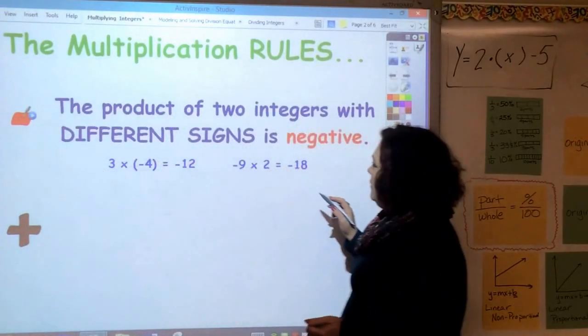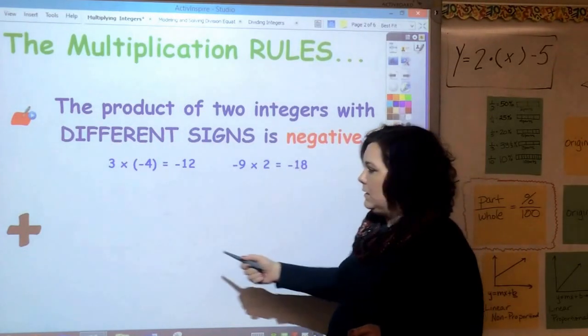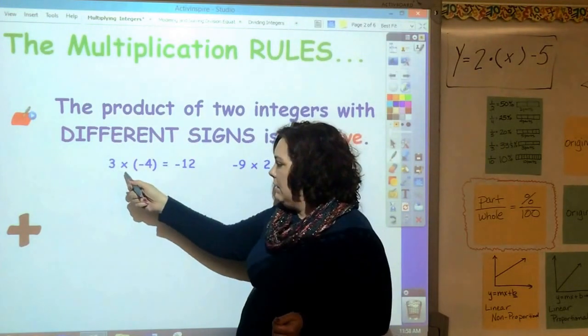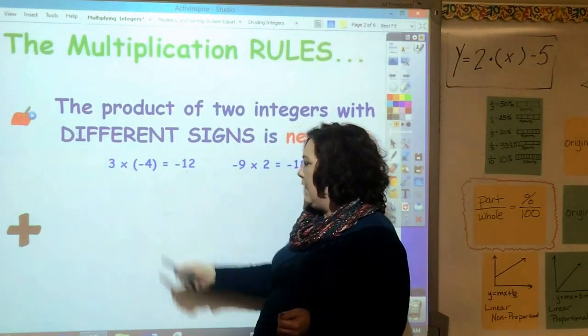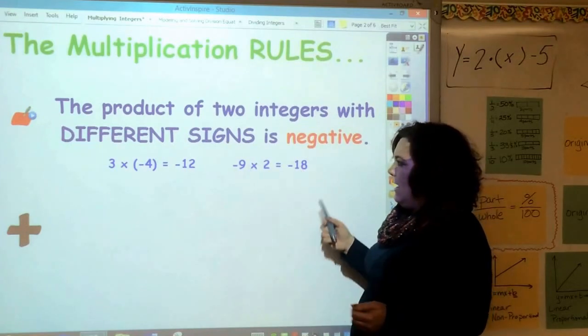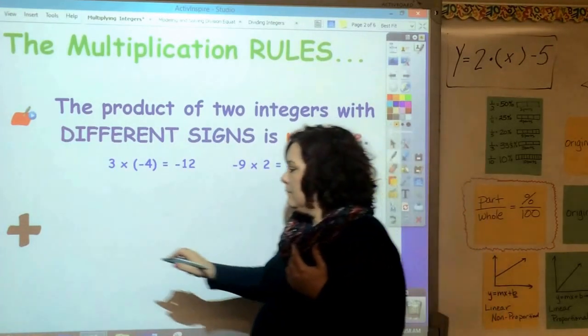The product of two integers with different signs is negative. So this is the negative rule. Different signs: a positive times a negative is a negative. A negative times a positive is a negative. And so if they're different, it's negative.